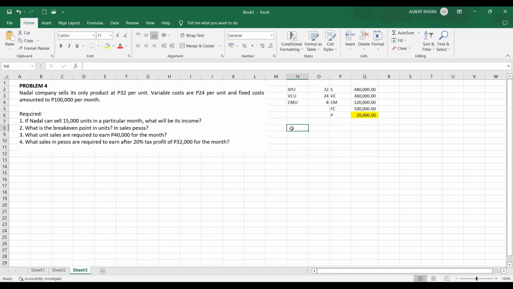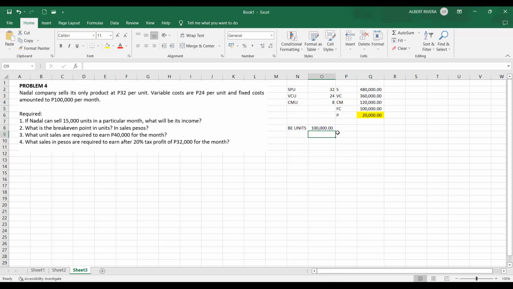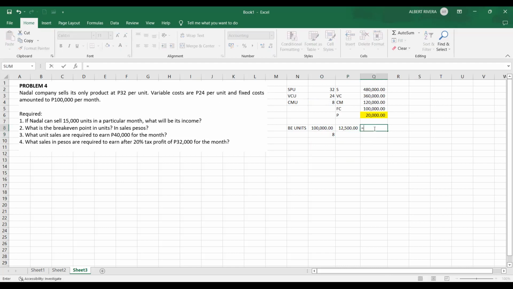So let's compute first for the break-even point in units. So the break-even point in units, you have your fixed cost amounting to 100,000 divided by the contribution margin per unit of 8. Okay, so this is your break-even point in units. 12,500, that is the answer in item 2. And the break-even sales in pesos, as a shortcut formula, just use this 12,500 units times the selling price of 32. And this is 400,000. So the answers for the three items here, the net income is 20,000. The break-even point in units is 12,500. While the break-even point in pesos is 400,000.